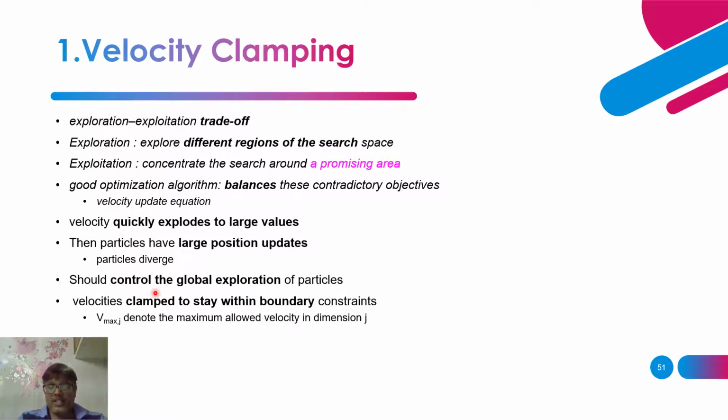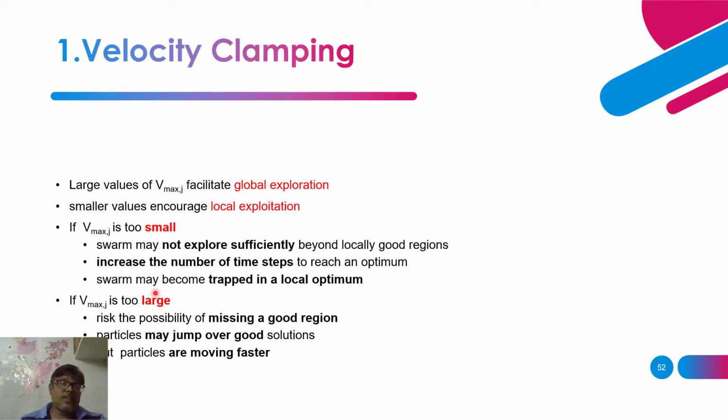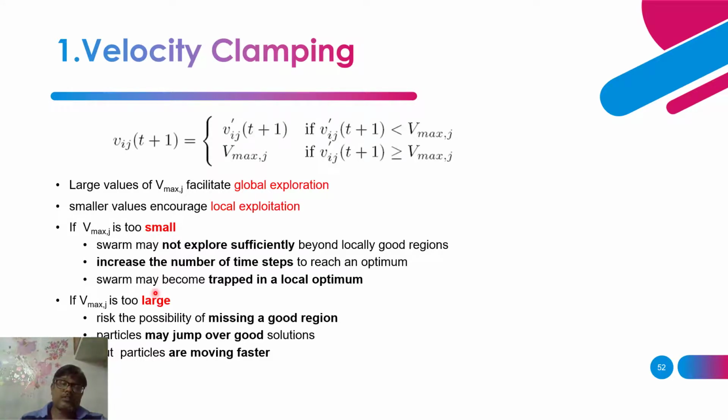So the velocity Vij of t plus 1 can be written as Vij dash of t plus 1 in case Vij dash of t plus 1 is less than Vmax,j. Otherwise, if Vij dash is greater than Vmax,j, then we replace it with Vmax,j itself as Vij of t plus 1. A large value of Vmax,j facilitates global exploration. A small value encourages local exploitation.